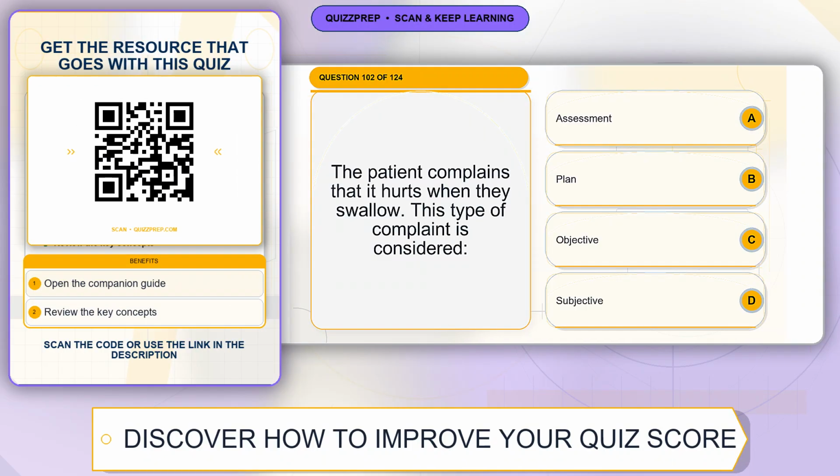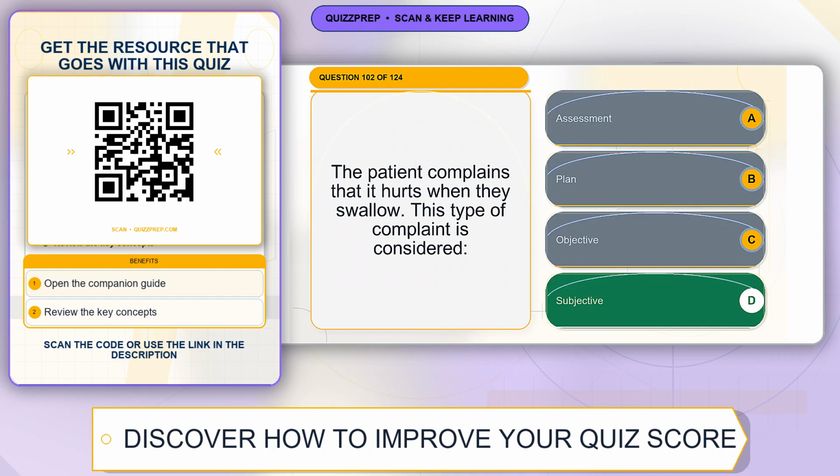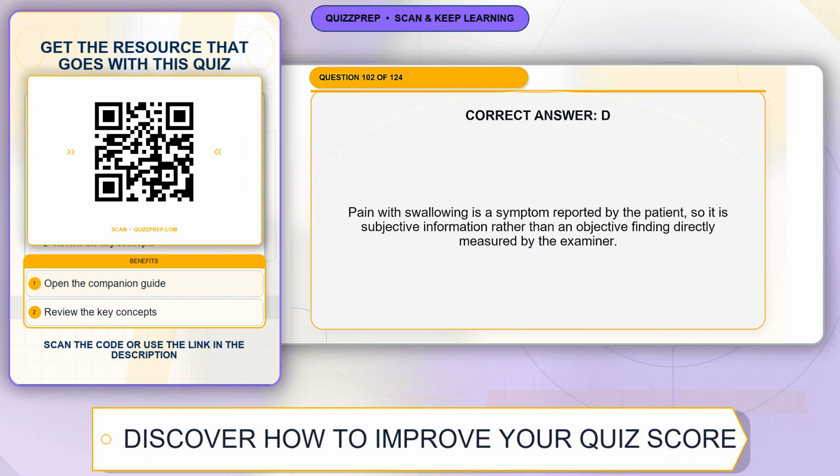Question 102. The patient complains that it hurts when they swallow. This type of complaint is considered Option A, assessment. Option B, plan. Option C, objective. Option D, subjective. The correct answer is option D, subjective. Explanation. Pain with swallowing is a symptom reported by the patient, so it is subjective information rather than an objective finding directly measured by the examiner.